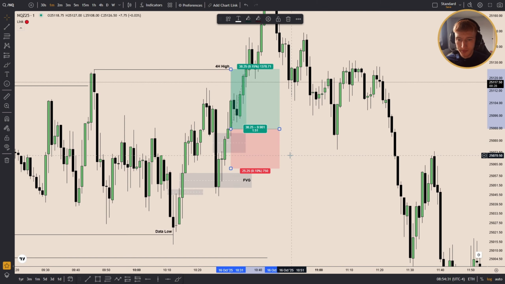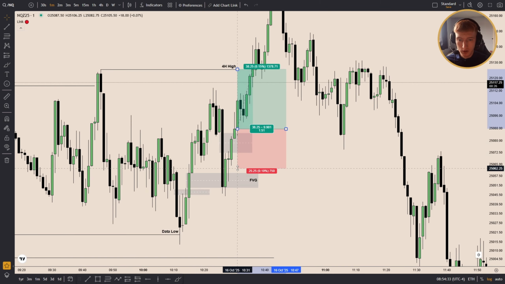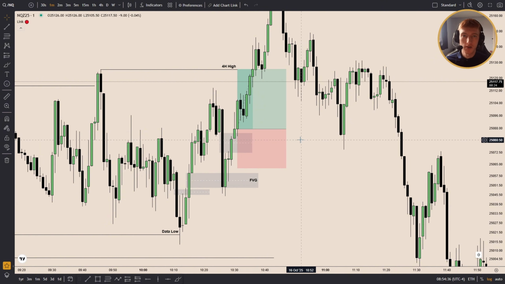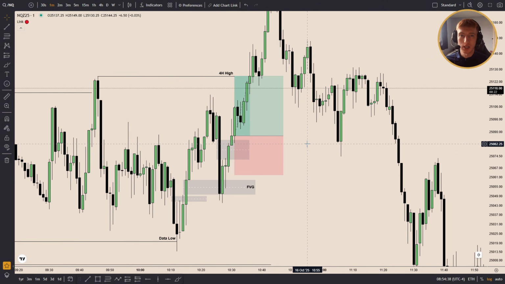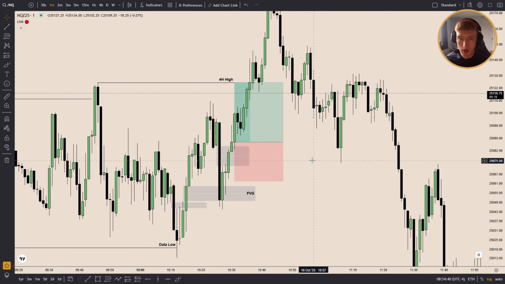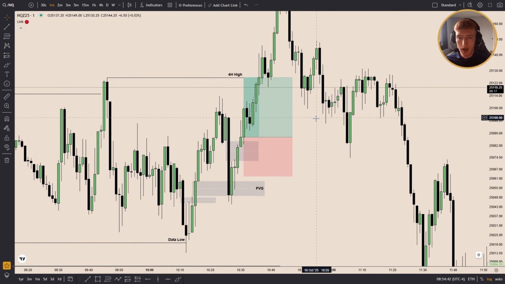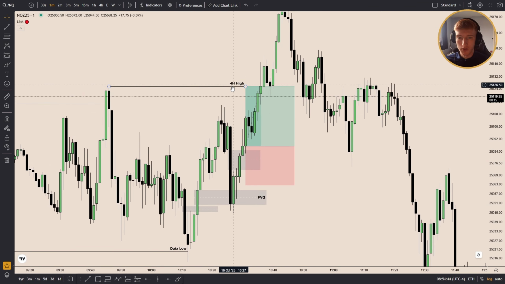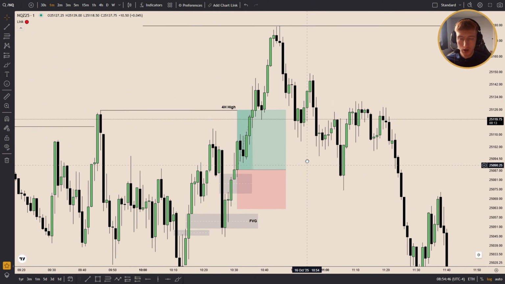So I entered here. My risk I calculated for 25 points. If you want a risk calculator for inverse fair value gaps, there's one for completely free on my Discord. That'll be linked down in the description. And I targeted a 1.5R to this 4-hour high, as I was bullish.